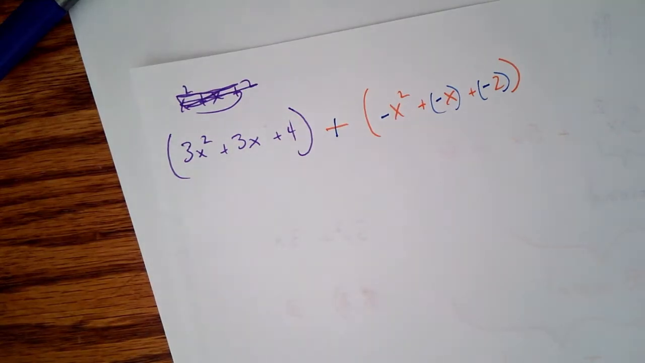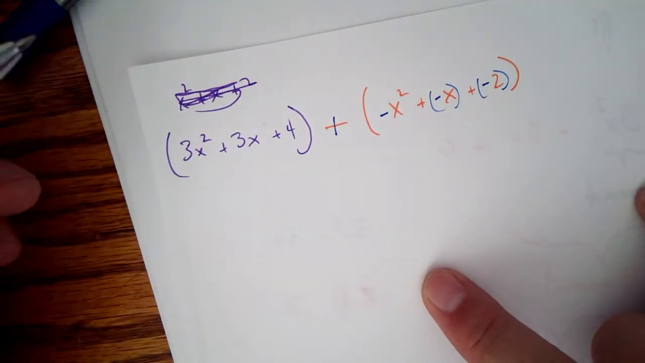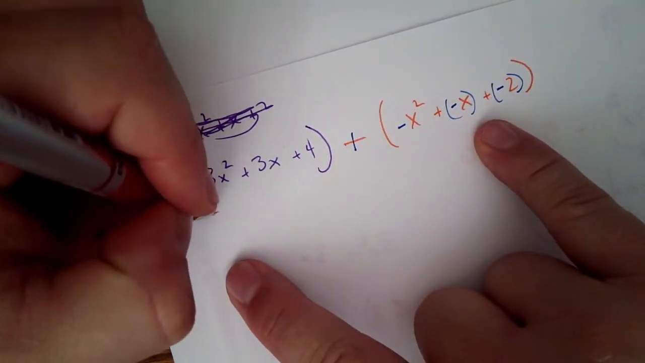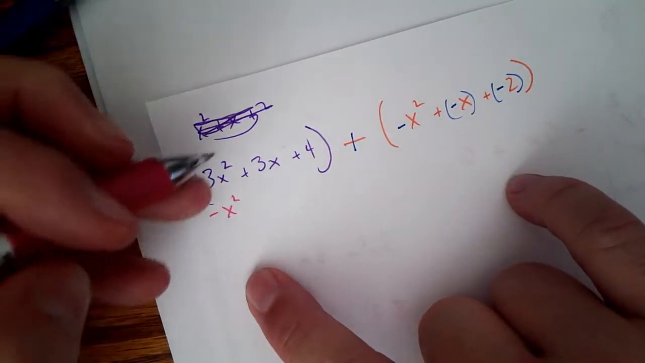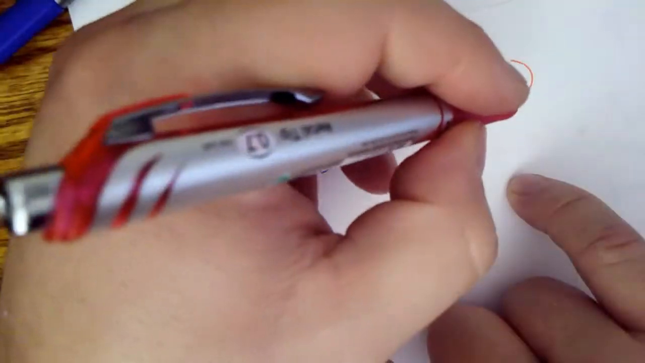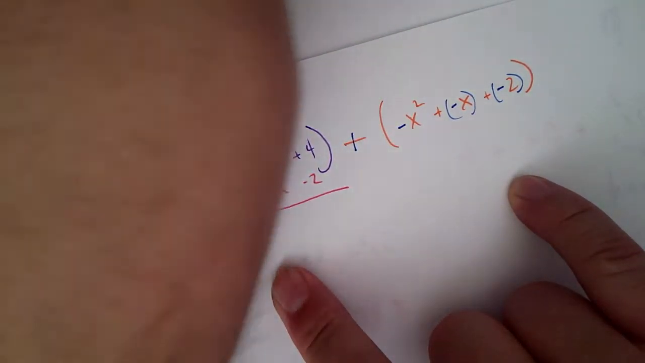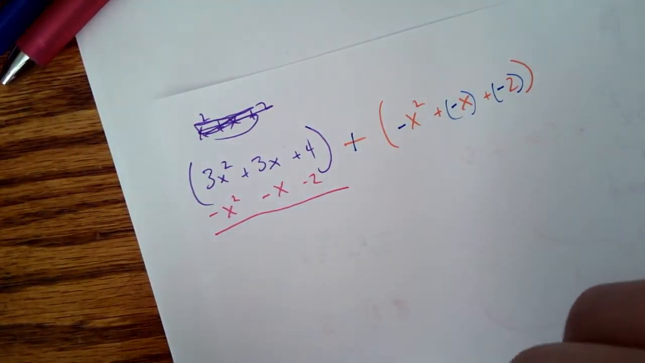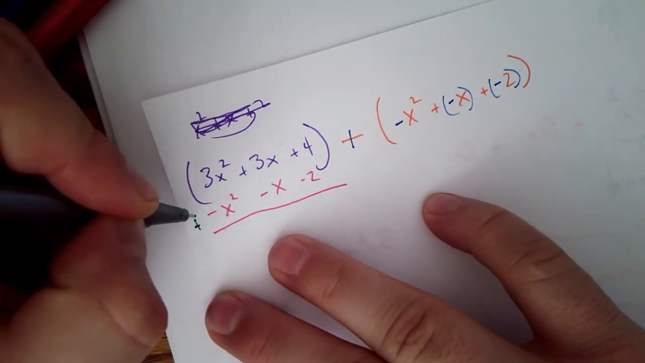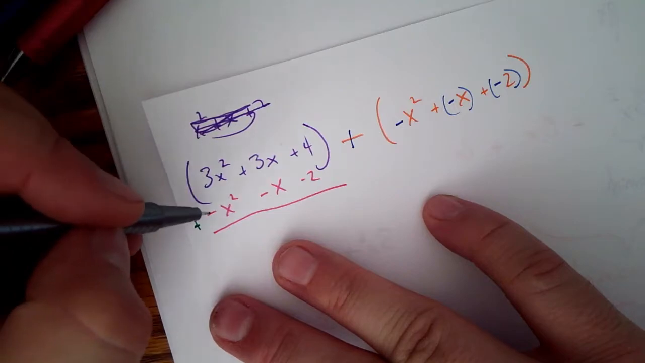And now we just go back to what we did last section. Now we just line it up and we combine stuff. Okay, so now I have a negative x squared, so I'm going to put negative x squared right there. I have a negative x, so I'm going to put negative x. I have a negative 2, so I'm going to put negative 2. And now look, this is exactly what we just did, which is why I said this section is just like the last one.